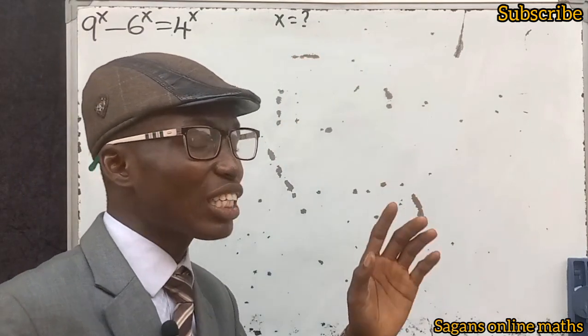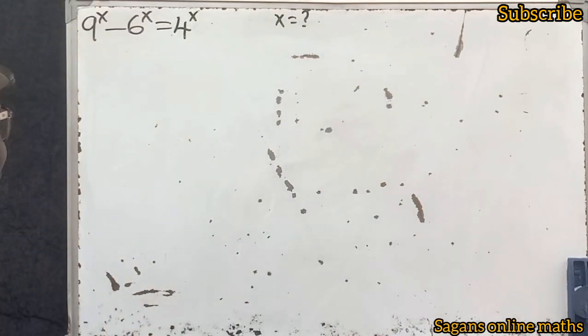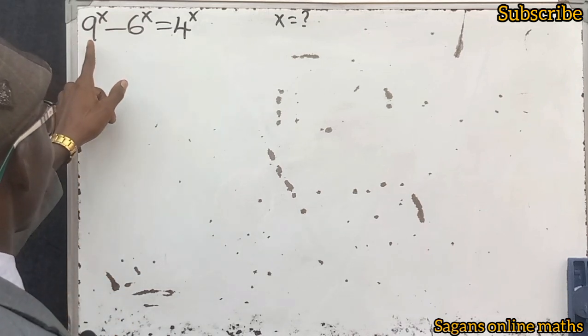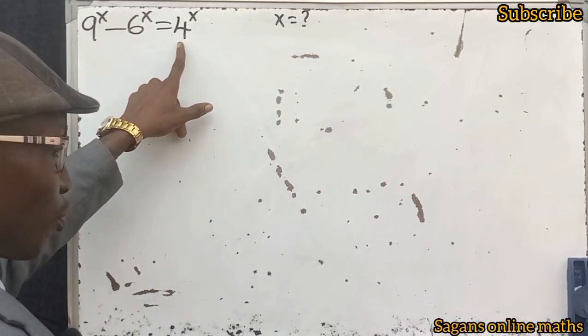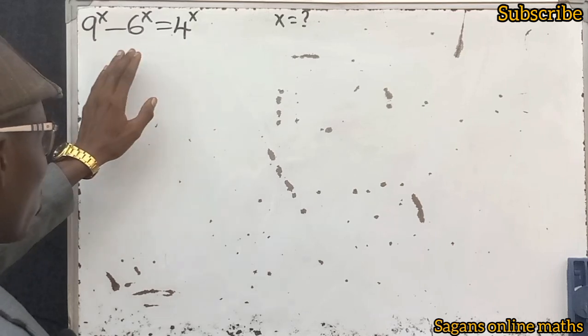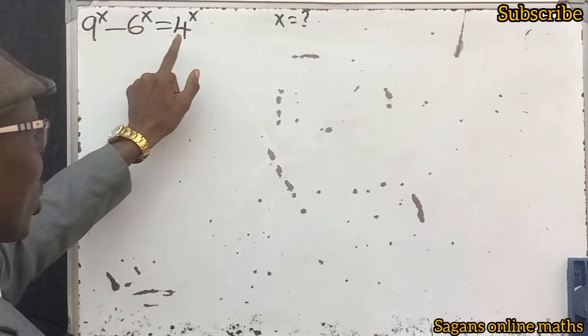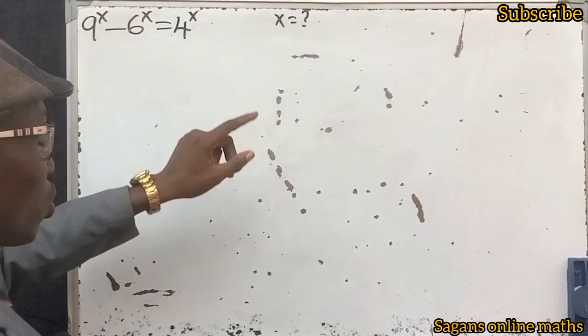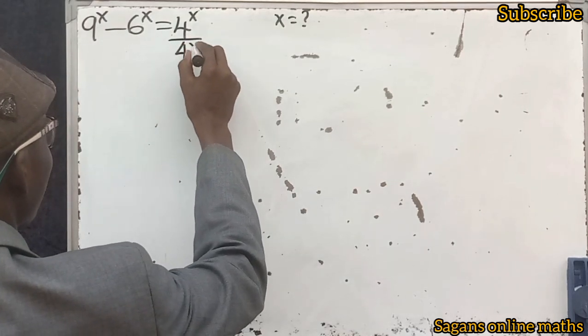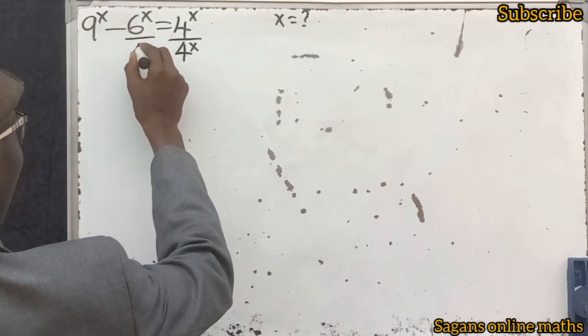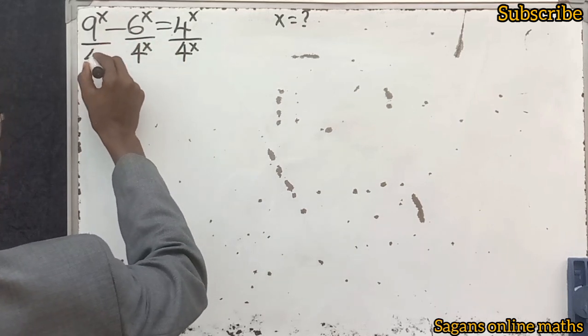Now in this question, since we know that 2 cannot go into 3, but 2 can go into 6 and 2 can go into 4, what we are going to do is divide through by the least number, which is 4 to the power of x. So let's divide through by 4 to the power of x: divide this by 4 to the power of x, and divide this by 4 to the power of x.